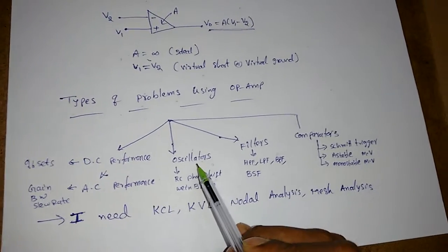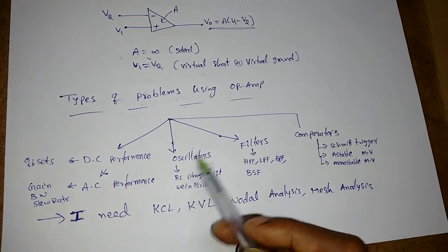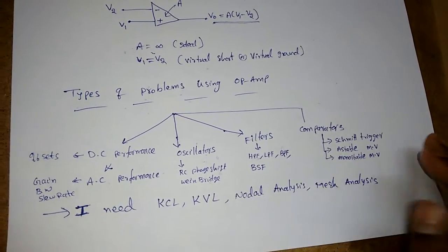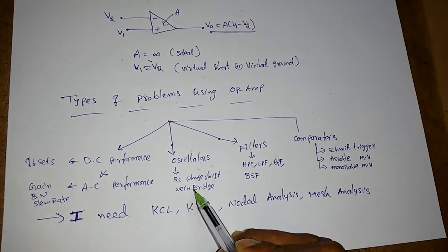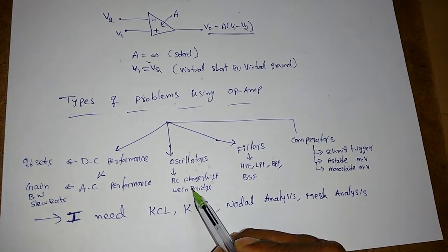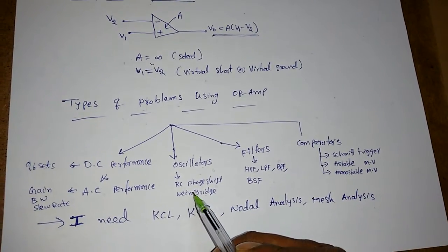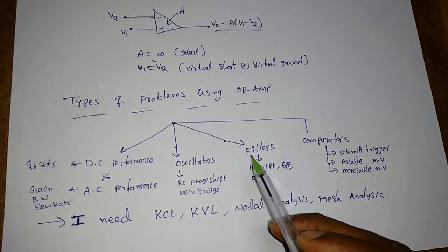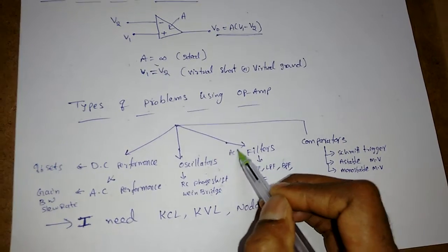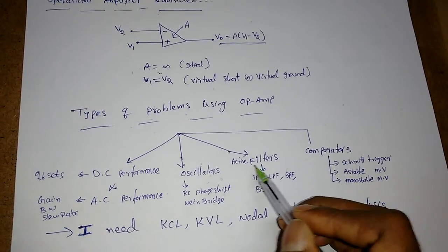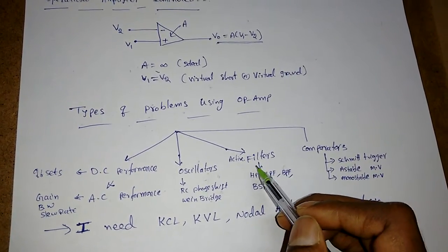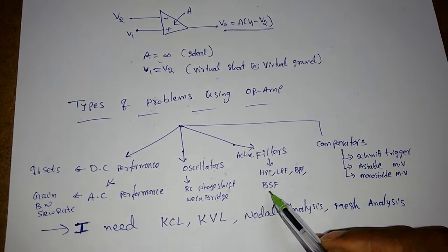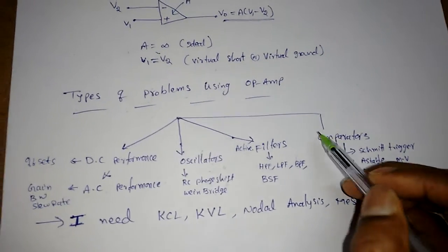Next is oscillators. Using an op-amp we can have an RC phase shift oscillator or a Wien bridge oscillator. Then they will ask to find the oscillation frequency or some R or C values, right? That also we'll discuss. One more is filters, generally called active filters. Using an op-amp and some external resistors and capacitors, we can build a high pass filter, low pass filter, band pass filter, band stop filter.